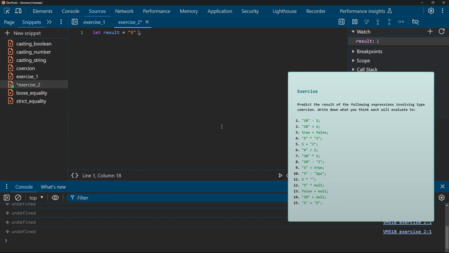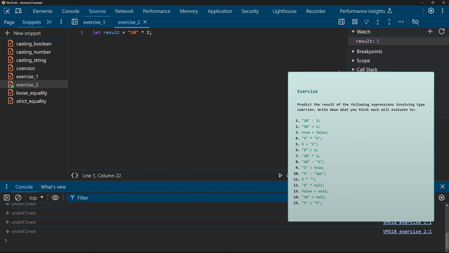Strings "5" times "2" is 10. Both strings are converted to numbers and then multiplied. 5 plus string "2" is "52". 5 is converted to a string and then concatenated with "2". String "6" divided by 2 is 3, since "6" is converted to a number before division.